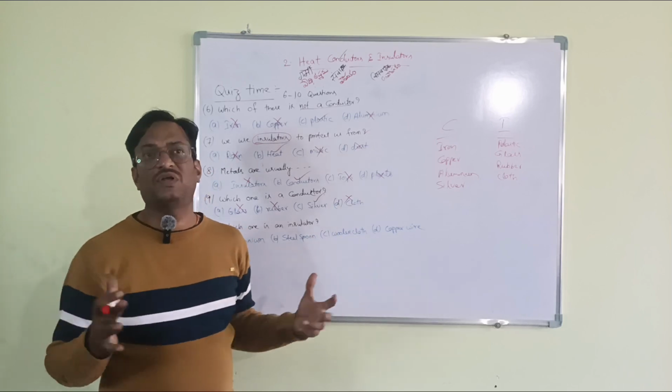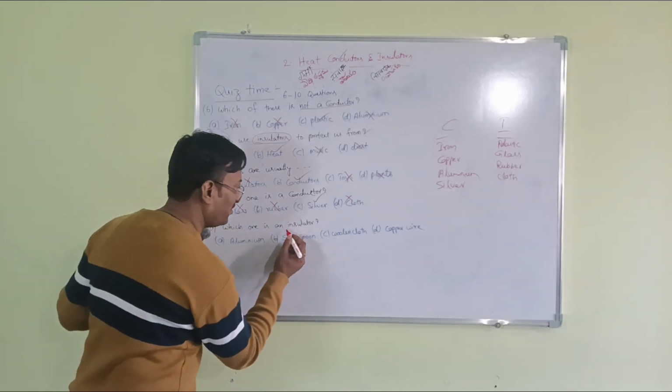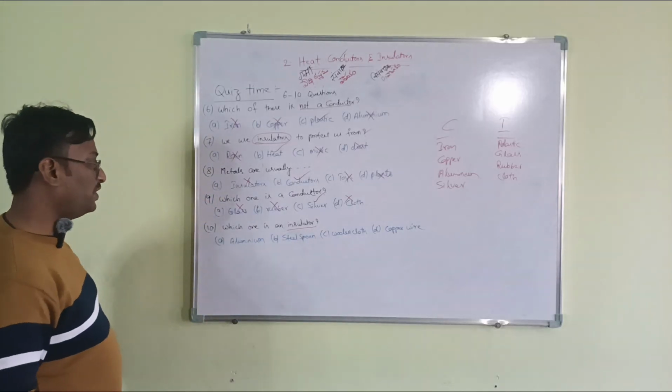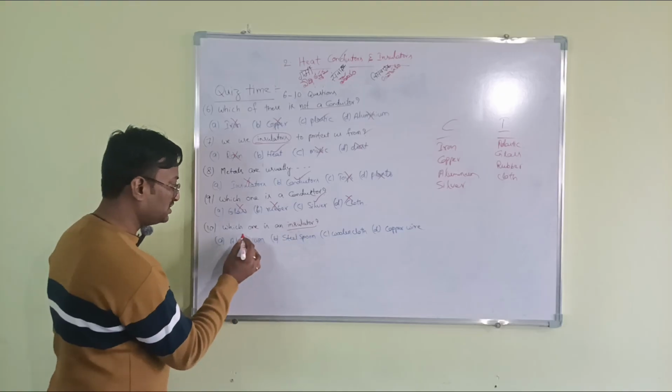You will get a lot of concepts. Okay, try to do this. Which one is an insulator? See, one more here. Which one is an insulator? Is aluminum an insulator? No, already we have written it in conductor, so it is not an insulator.